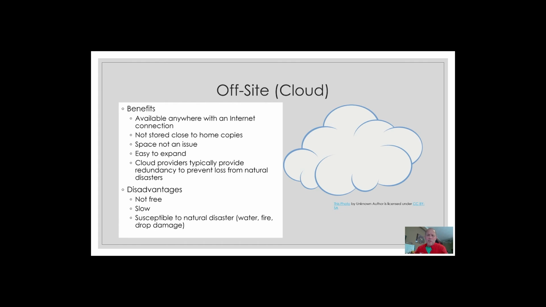So some disadvantages: it's typically not free. It can be slow. I mean, a local drive is going to transfer files at 70 megabits per second or faster. With the internet, depending on the cloud provider and your internet service provider, you'll be lucky to get 1 megabit per second, maybe 20 with a high speed, but a lot of times the cloud providers will throttle that. So it's slow. Disadvantages, it is not susceptible to natural disasters. So we could probably take that off that slide.